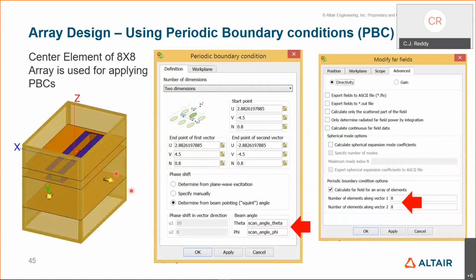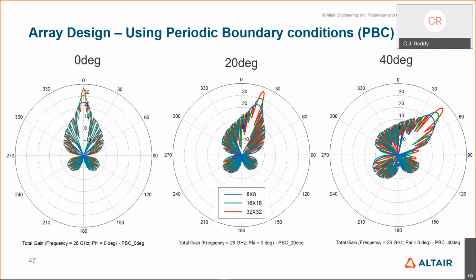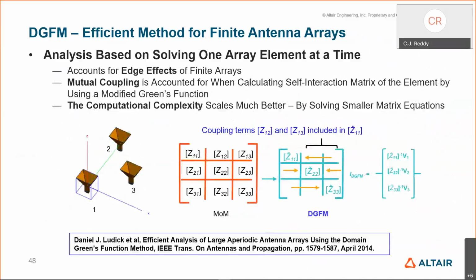So if you do that with the array we talked about, specifying the scan angles in theta and phi, as well as the number of elements, 8 by 8, now we are able to compute using PBC as well as the array with full analysis. So there are some differences, but it is close enough for you to do an initial design. Same thing with the scanning as well.